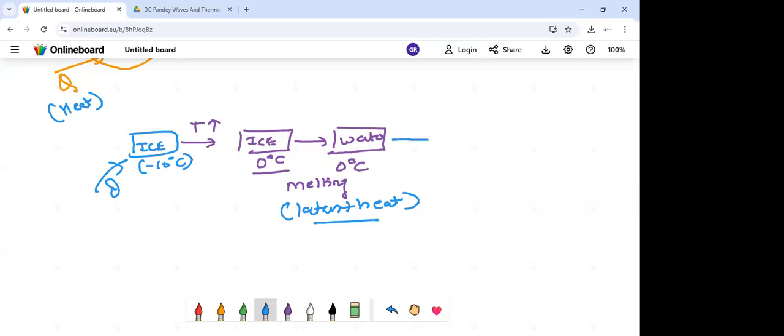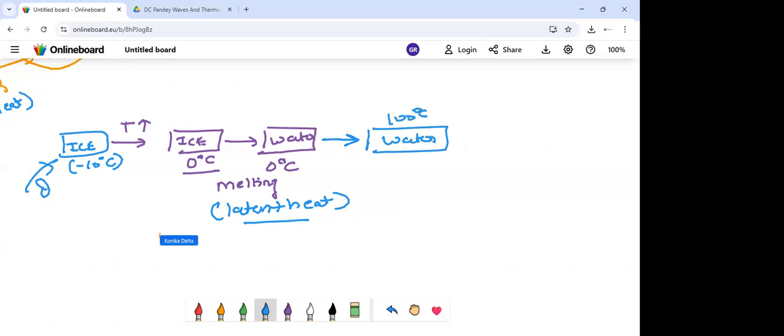Now, once it is all converted into water, what will happen? It will again rise up to what temperature? 100 degrees Celsius. And at 100 degrees Celsius, I'm sure all of you have guessed it, it will start boiling. It will convert into vapor. And obviously, if we keep heating, it will convert into superheated steam. That is a different thing, but this is the general process that we have to follow. Now, the calculation of heat involved in this whole process is called calorimetry.